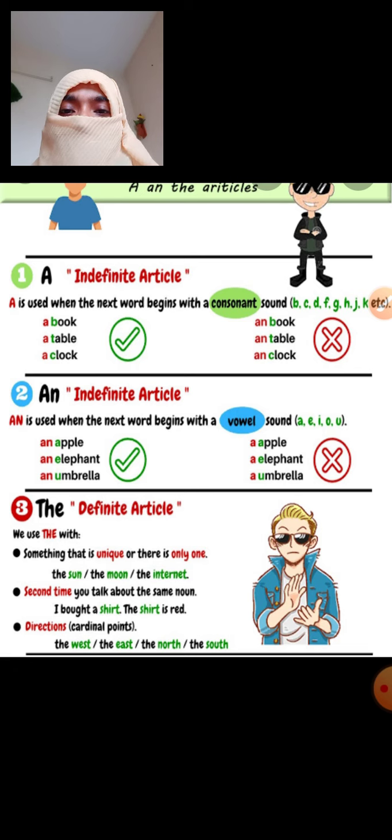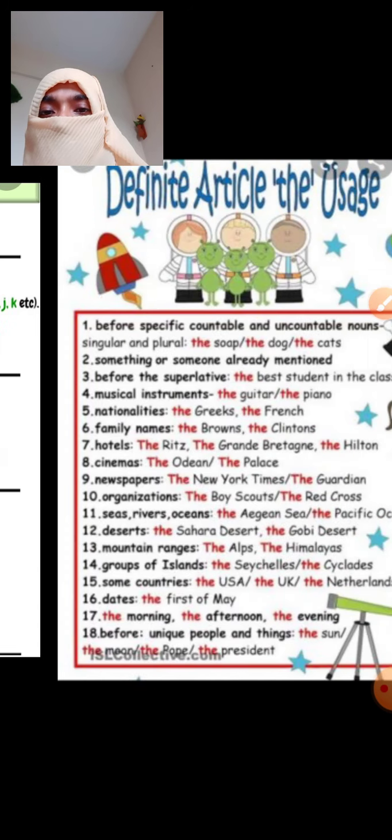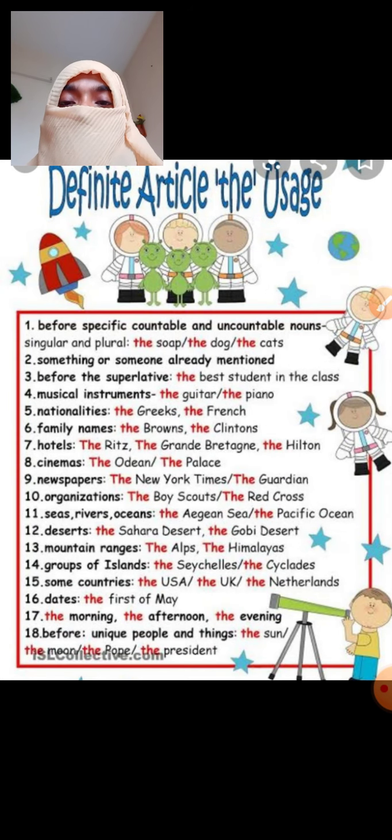So we have already learned which is the definite article and which are the indefinite articles. Today we will discuss in detail one of these three articles, and that is the definite article, the. Here you can see a list of uses of the definite article, the.